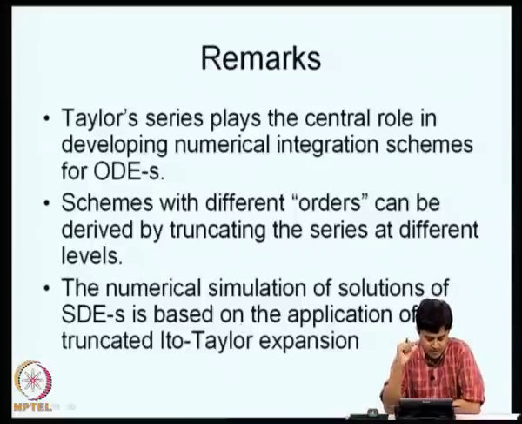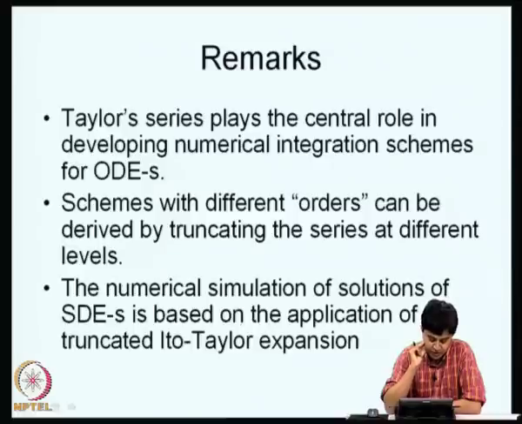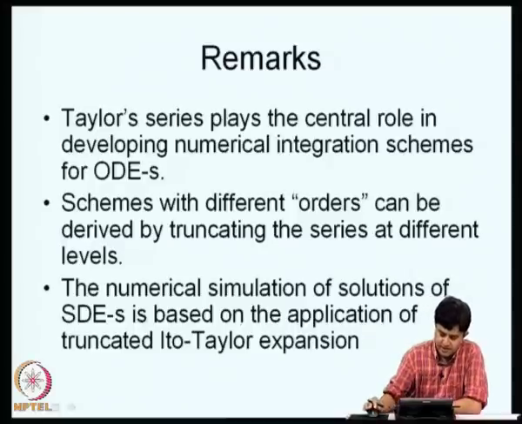Now, we can make a few remarks at this stage. This Taylor series plays the central role in developing numerical integration schemes for ODEs. This is true for deterministic sets of ODEs anyway. Schemes with different orders can be derived by truncating the series at different levels. The numerical simulation of solutions of stochastic differential equations is based on the application of the truncated Ito-Taylor expansion. Just as in the deterministic case we use the truncated Taylor's expansion, here we have to use the truncated Ito-Taylor expansion.